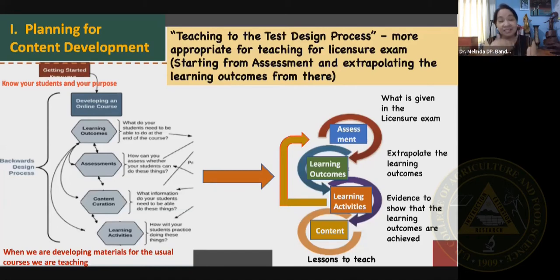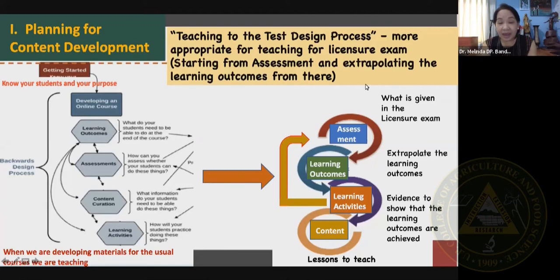So we have to interchange. Before, we first looked at our learning outcomes and then the assessment. Since we are conducting the review for the purpose of the licensure exam, we make the assessment our starting point. Remember, know our purpose, know our students. So our starting point will be the assessment, the licensure exam itself, and from there, extrapolate the learning outcomes.